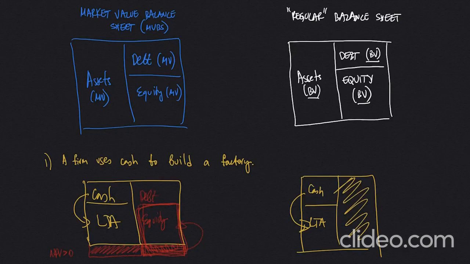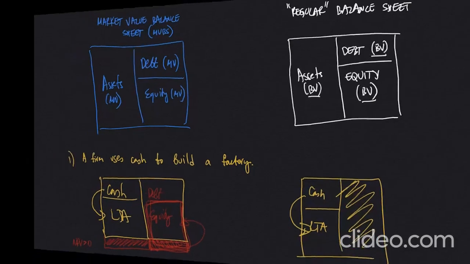So when the firm announces that it has plans and it uses its existing cash to build a new factory, the stock price and the market value of equity are going to increase by the amount of the net present value that this transaction creates.